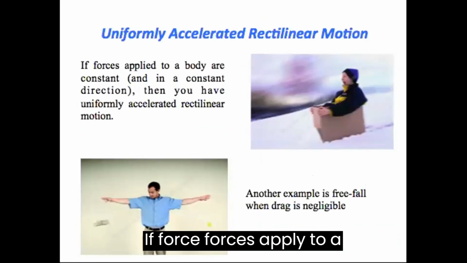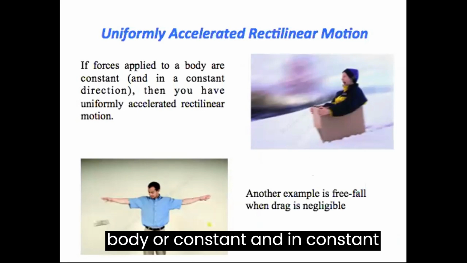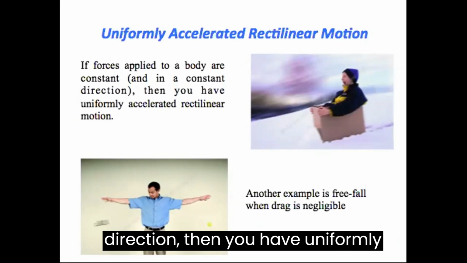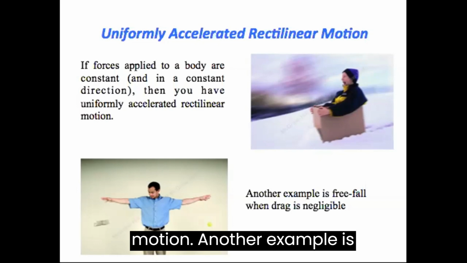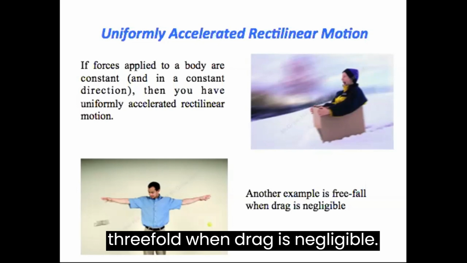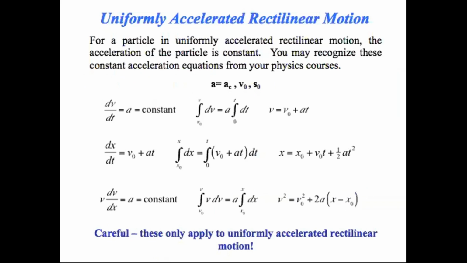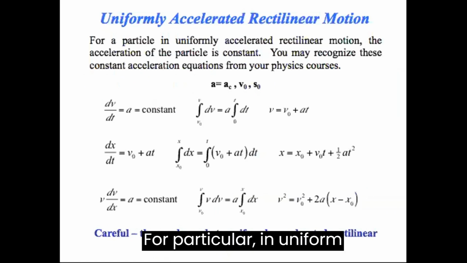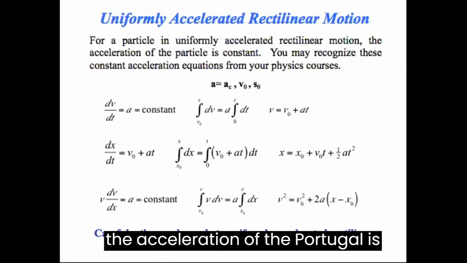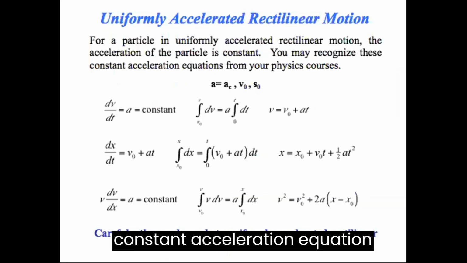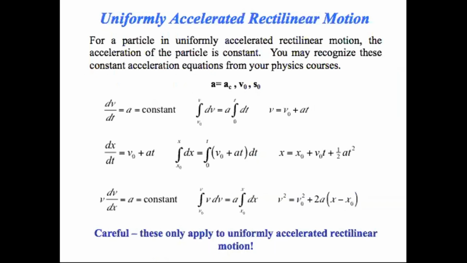If forces applied to a body are constant and in a constant direction, then you have uniformly accelerated rectilinear motion. Another example is free fall when drag is negligible. For particles in uniformly accelerated rectilinear motion, the acceleration of the particle is constant. You may recognize this constant acceleration equation from your physics course.